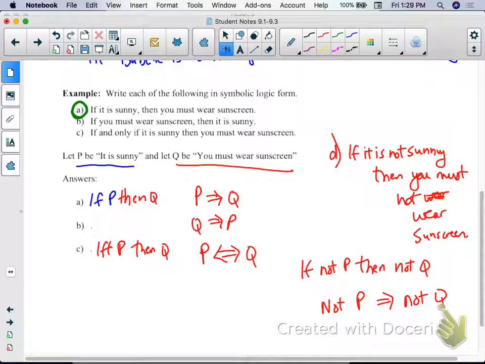Now remember, when you say not, it doesn't have to be that there is a not in the question. It's that it's the opposite truth value of what you started off with. So if you started off with sunny, then not P is not sunny. If you started off with not sunny, then not P would be it is sunny. Okay, so that's all of that one.